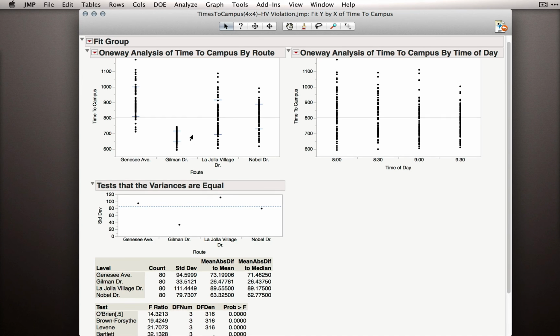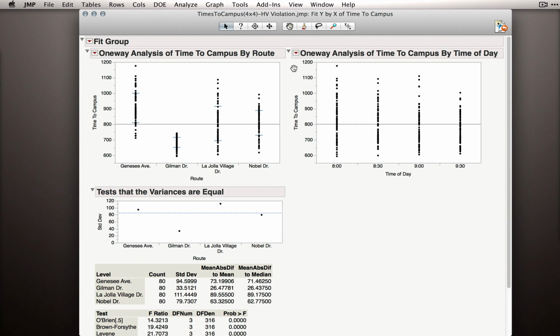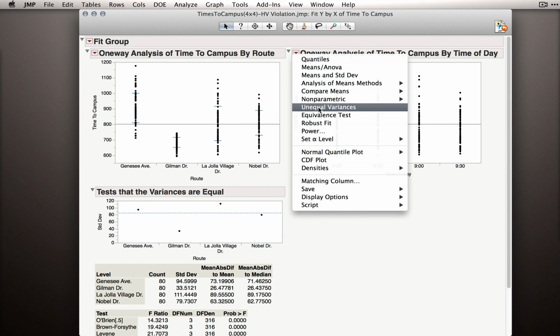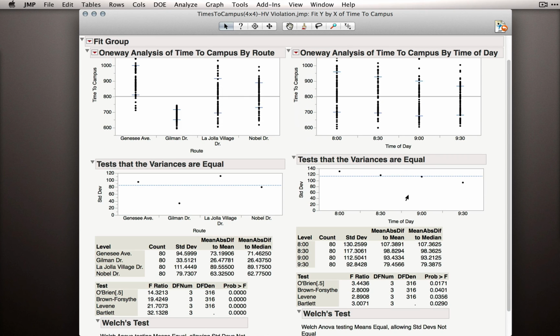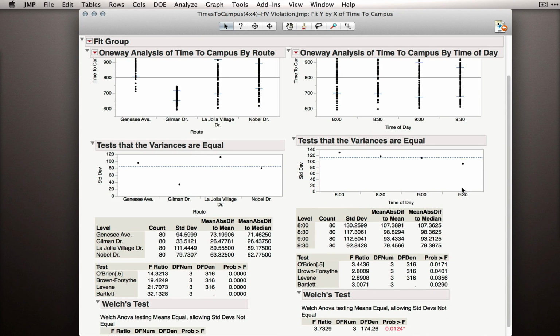Now let's do the same thing for time of day. Here we have a less clear case. So let's go ahead and produce the unequal variances test. We again get the plot of the standard deviations, and we can see that 9:30 in fact does have a lower standard deviation than the other groups.